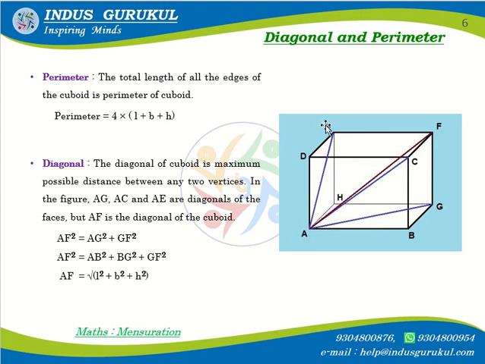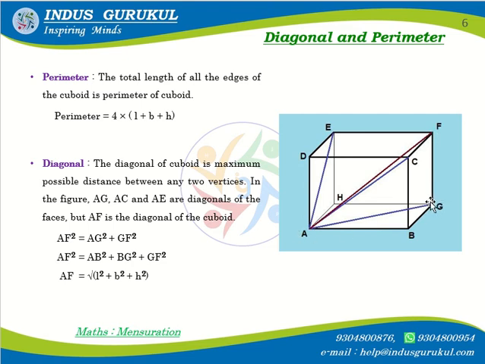A to C, A to E, A to G, these are the diagonals of faces. But A to F, which is from A, the maximum possible distance from A is F. So AF is the diagonal here. And how can we find out the AF? We can find the value of AF with the formula using AG and GF.